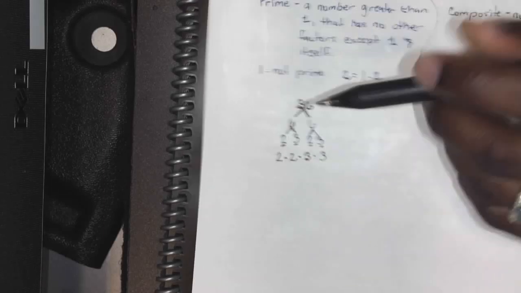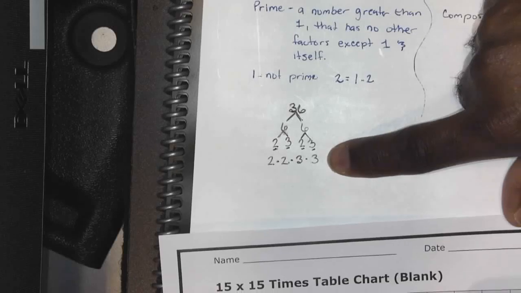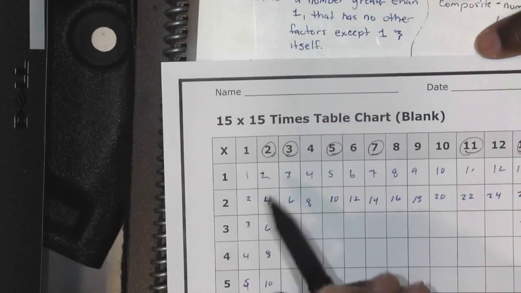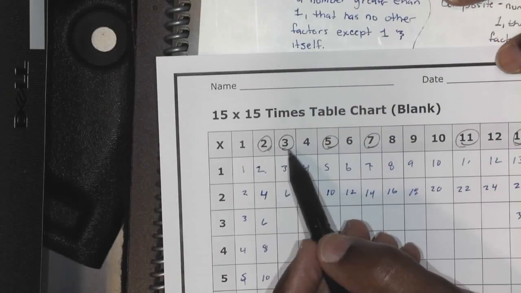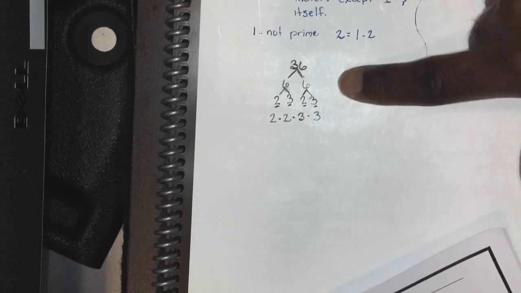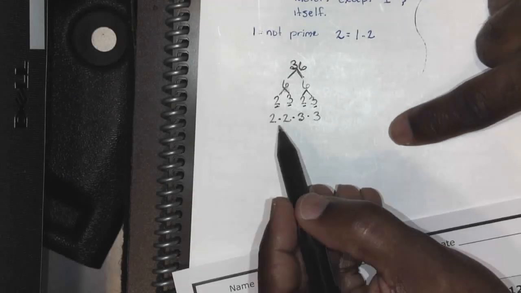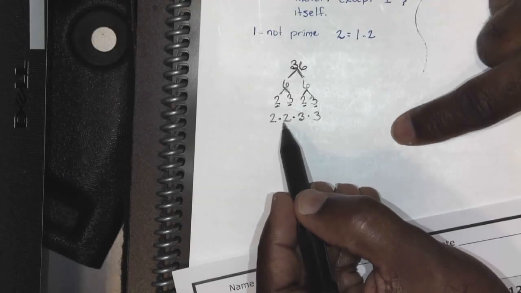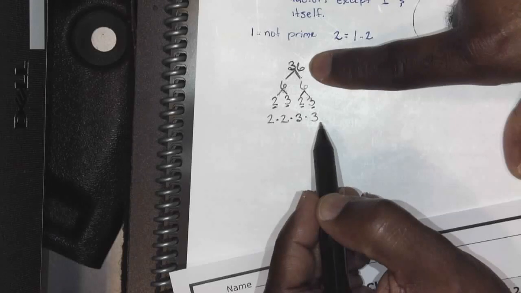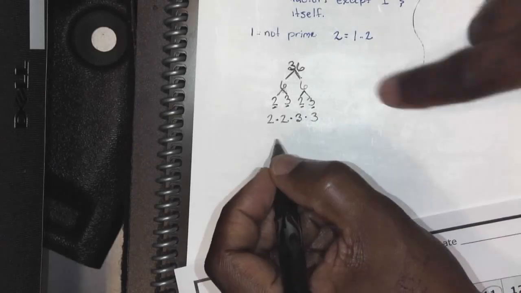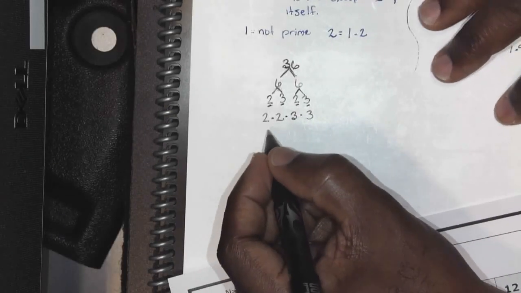Now, let's look at here. When we get to the end, are 2s and 3s prime? It is. So we are done with 36. I know I'm right because 2 times 2 is 4. 4 times 9 is most definitely what? 36.